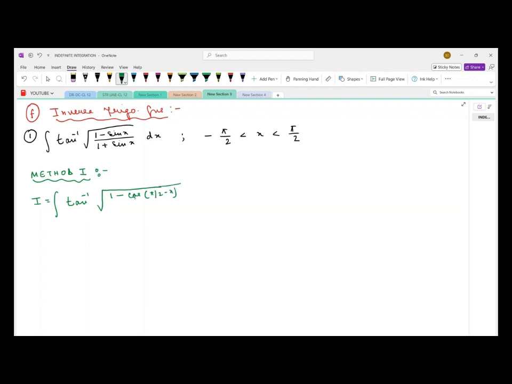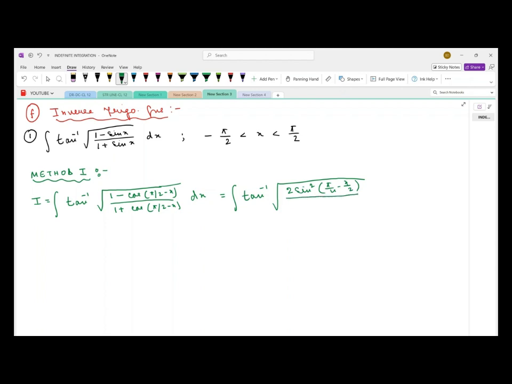Cos 90 minus theta is sin theta. Similarly, right. So now what happens? Just plug in the formula for 1 minus cos x and 1 plus cos x. So 1 minus cos x is 2 sine square x by 2. So 2 sine square of pi by 4 minus x by 2.